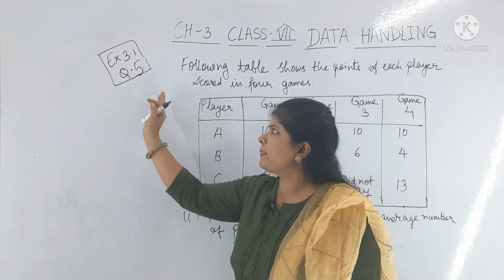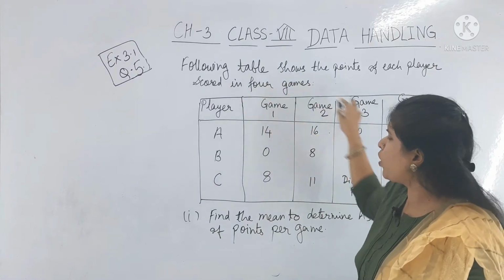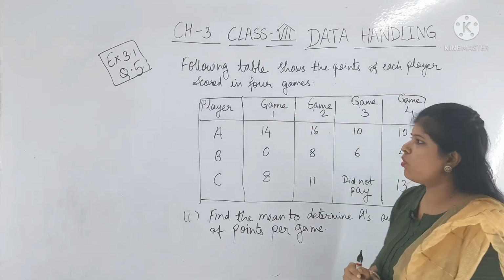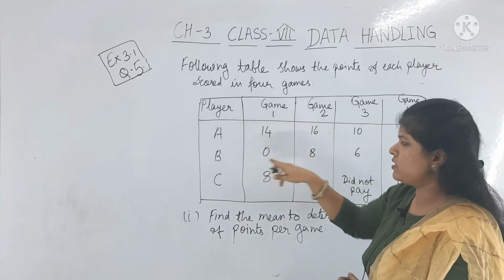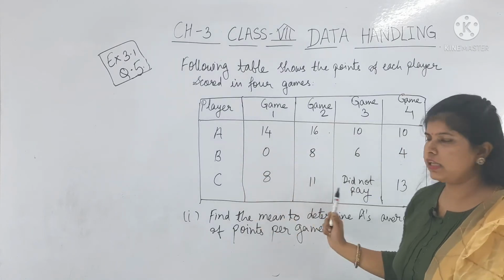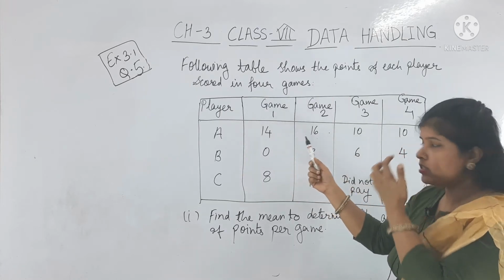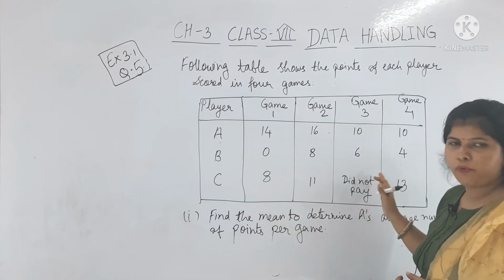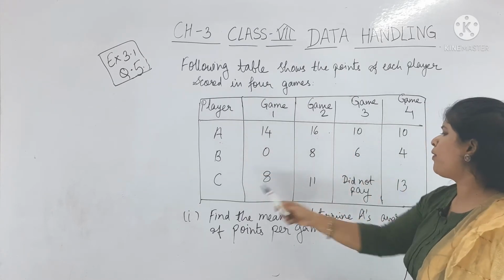Okay students, this is the last question of this video, question number 5. They have given the following table. You can see here each player scored in 4 games, player A, B, C. In game 1, A has 14, B is 0, C is 8. In game 2, A is 16, B is 8, C is 11. Game 3, A has 10 points, B is 6 points, and C has no points, did not play. Game 4, A is 10 points, B is 4 points, C is 13 points.